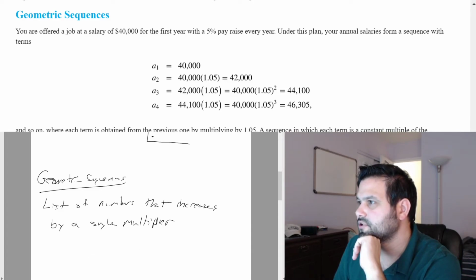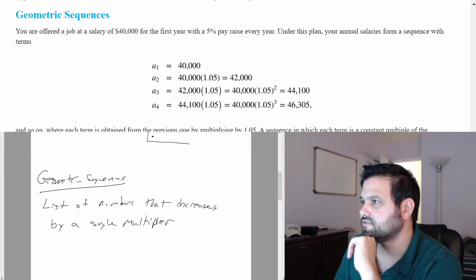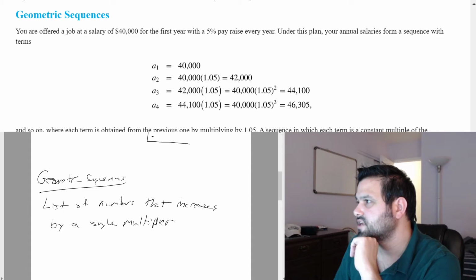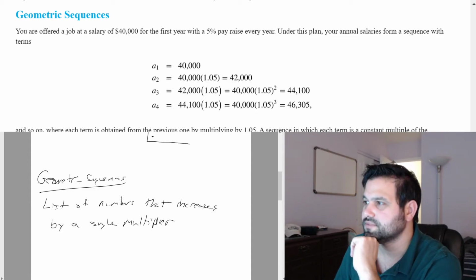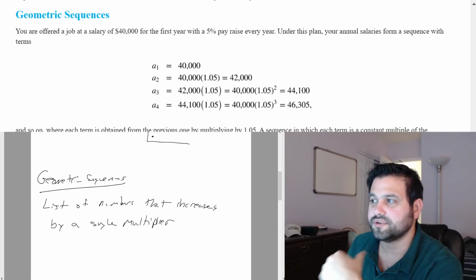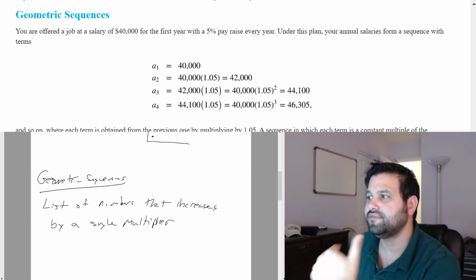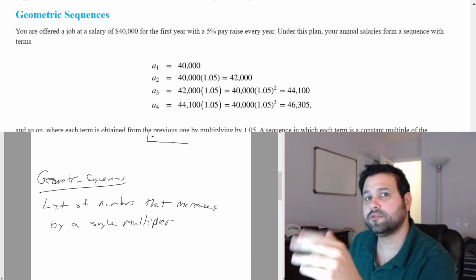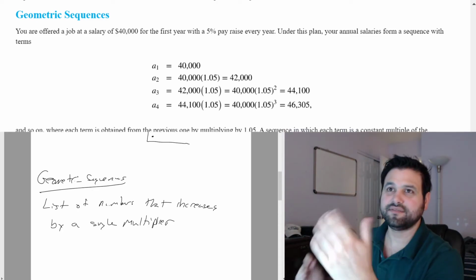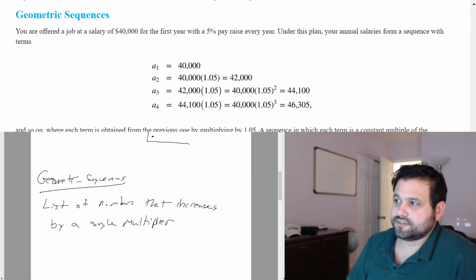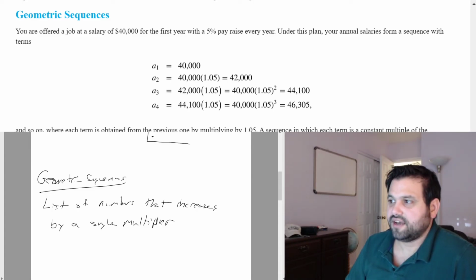So let's take a look at this example. You were offered a job at a salary of $40,000 for the first year with a 5% pay raise every single year. Under this plan, your annual salaries form a sequence with terms. So the first term, 40,000, that's the amount you make. The multiplier here, since we're increasing by 5%, we're multiplying by 1.05.